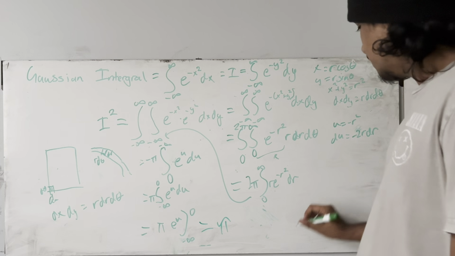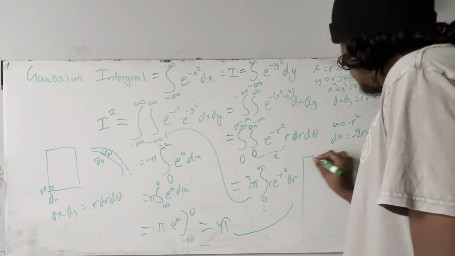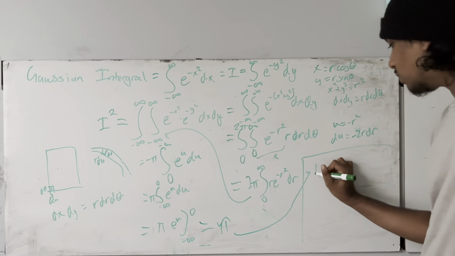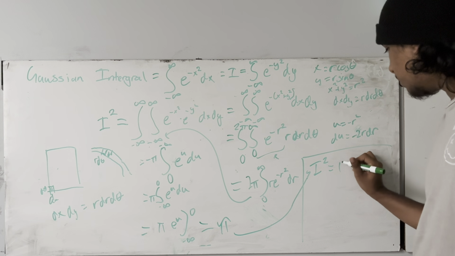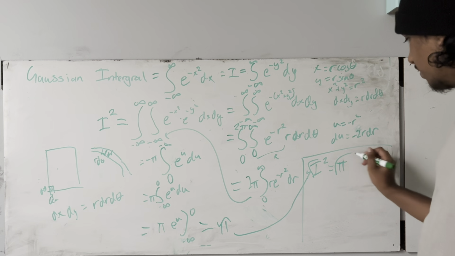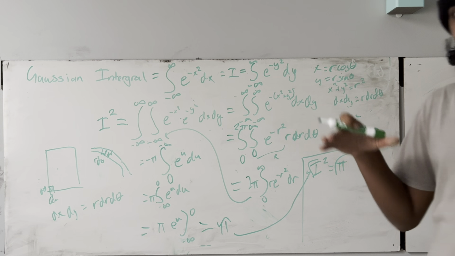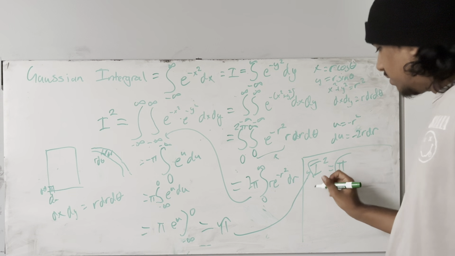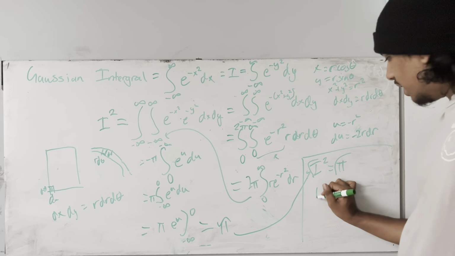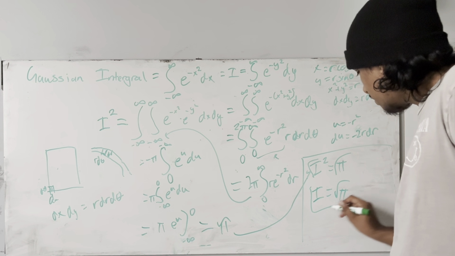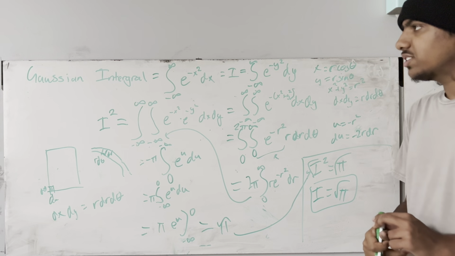Now keep in mind, let's move this over here. Final stretch. This is all equal to I squared. So I squared equals pi, and we're trying to find I. So ladies and gentlemen, square root both sides. This area is going to be positive because it's only above the xy plane in the 3D sense. But trust me, it's just positive. So I is actually just the square root of pi. And that's the Gaussian integral.